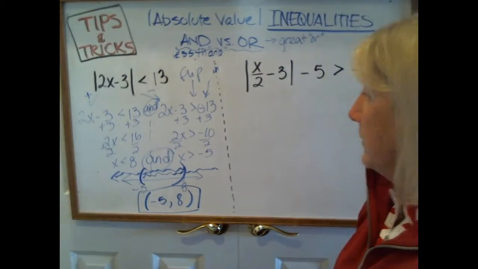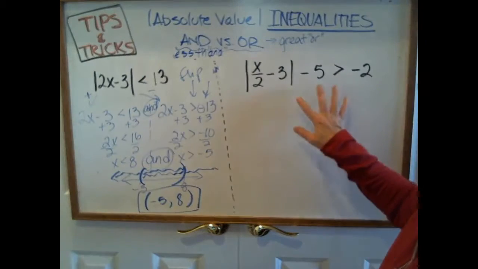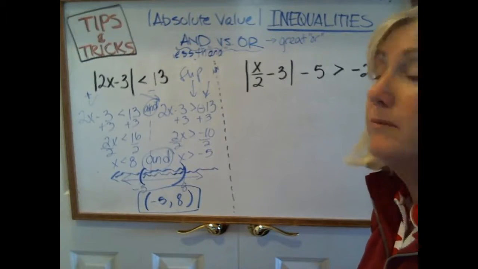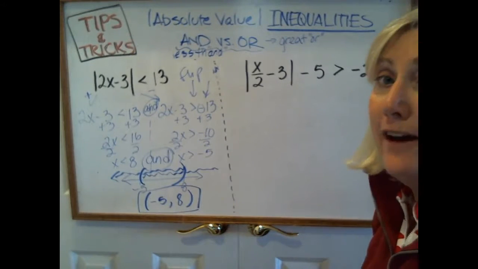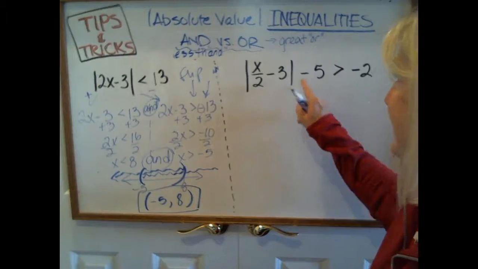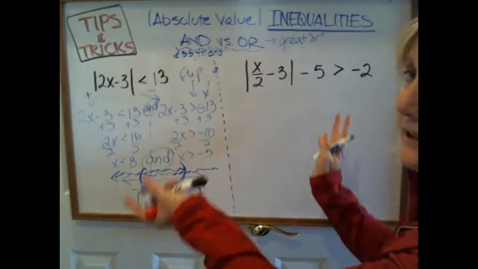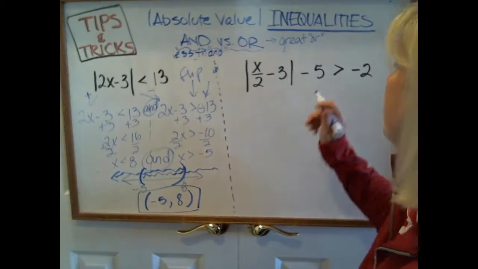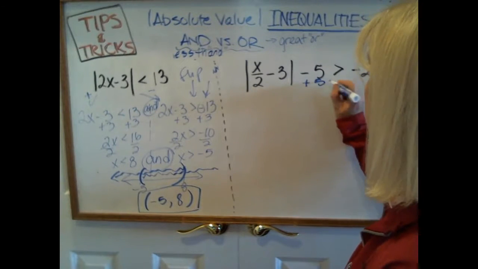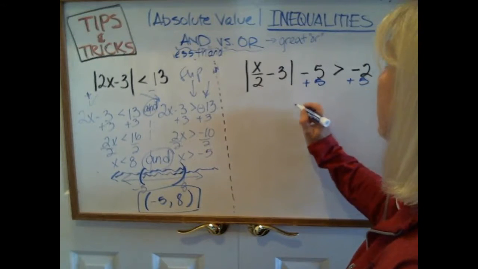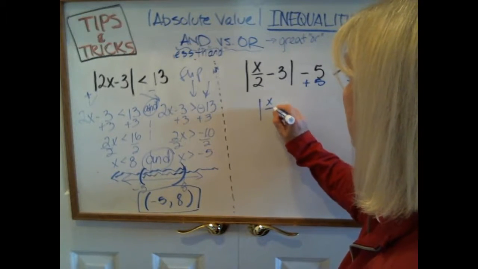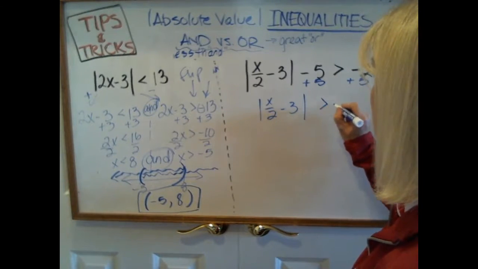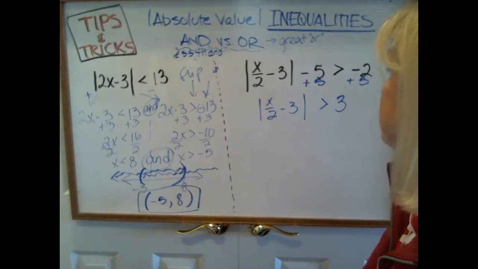All right, so now let's go over here and look at this other example. And again, we're going to talk about the castle walls. So we have this negative 5 here that we need to worry about because that's an enemy of the castle. Can't let down the drawbridge into positive and negative until we get rid of that negative 5. So we're going to add 5 to both sides. So we have x over 2 minus 3, absolute value, is greater than 3.